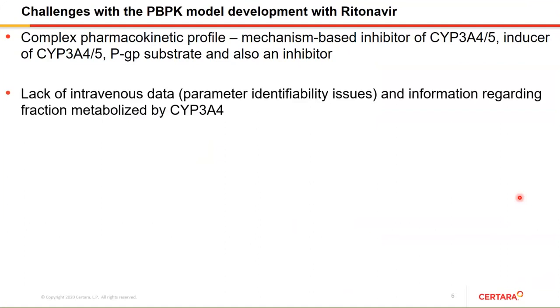Secondly, as we quite often encounter, there is a lack of intravenous data for this compound in literature. So we really don't know the intravenous profile. And whenever we are developing a mechanistic absorption model where we don't have the intravenous plasma concentration time profile, we always run into parameter identifiability issues. We're going to talk about how, in cases where we don't know the intravenous profile, we can navigate so that we reduce the parameter identifiability issues. We also didn't have any information about the fraction metabolized of ritonavir by CYP3A4. So this is another important piece of information missing.